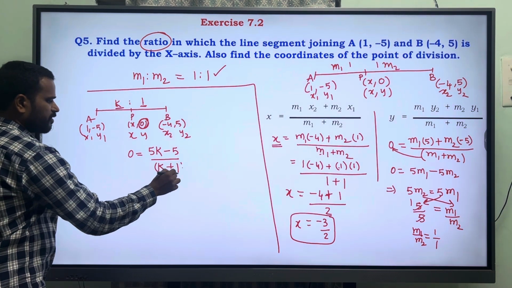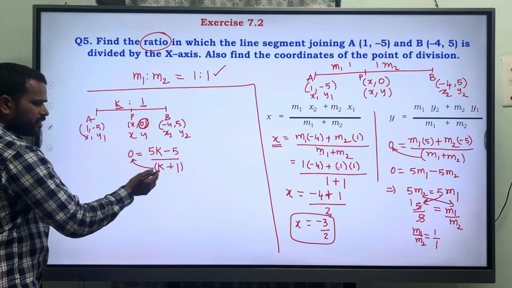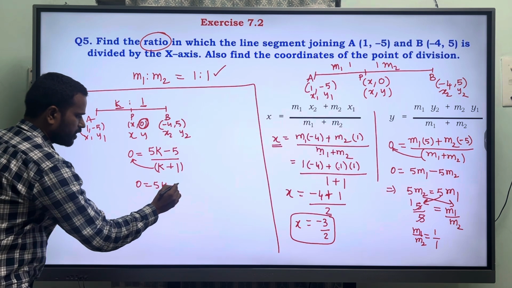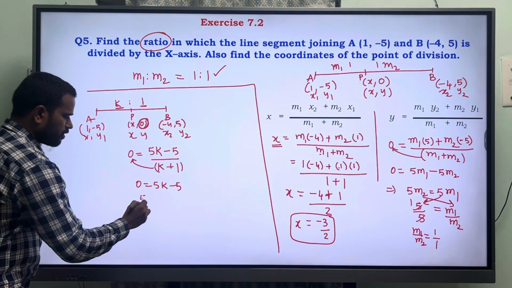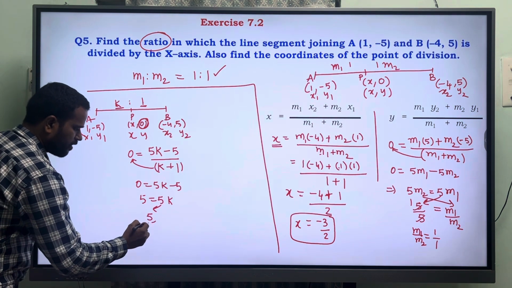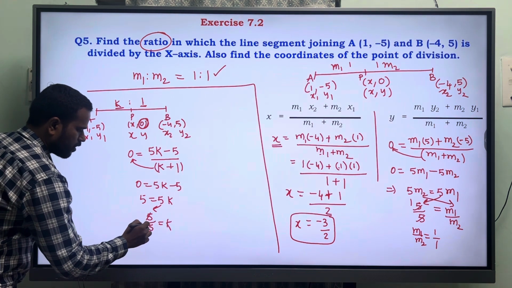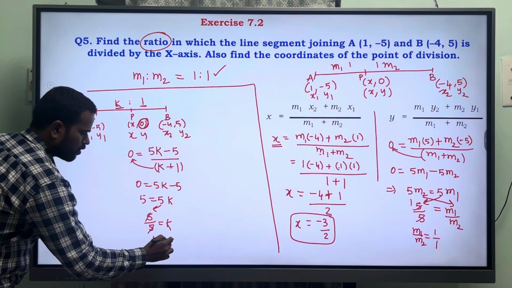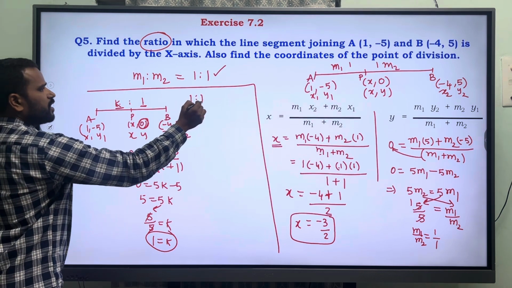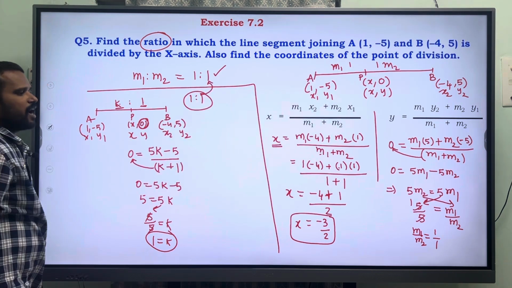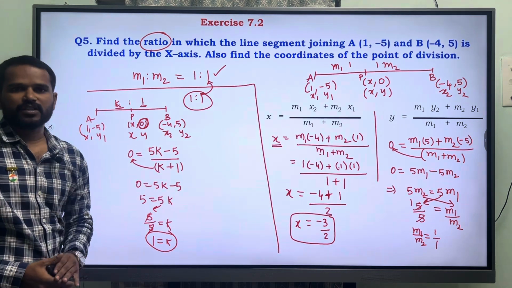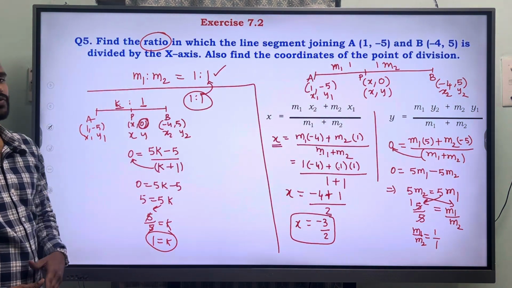So k plus 1, if it goes to the other side, it becomes 0, right? k plus 1 into 0 is 0. So 0 equals 5k minus 5. So minus 5 to the other side equals 5k. So 5 to the other side, 5 by 5 equals k. So this is 1, k equals 1. So k equals 1 means 1 is to 1. Again 1 is to 1 is the ratio, same ratio we got. And now we will substitute here and you will get the same x value. So either of the ways we can do. Understand?